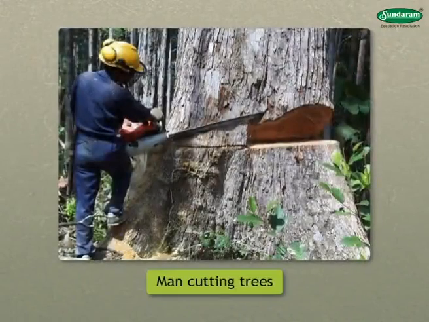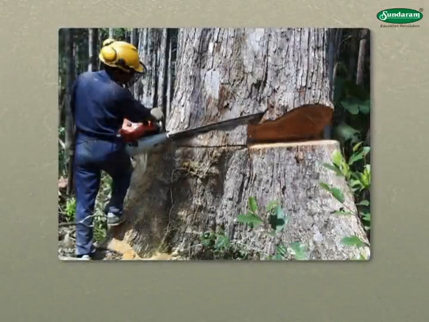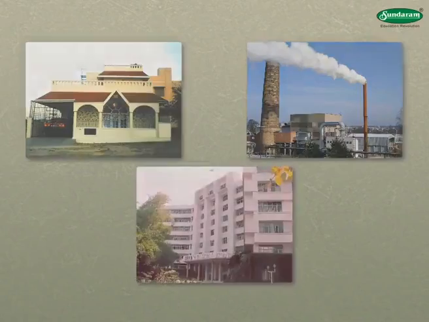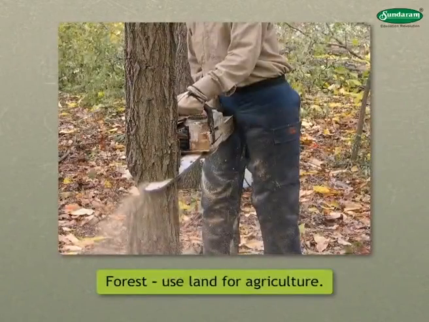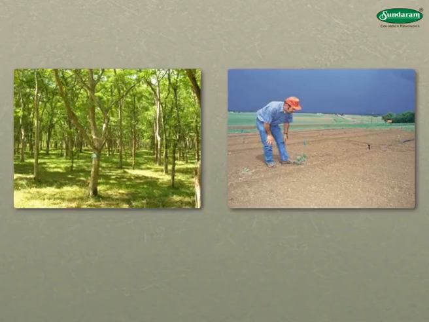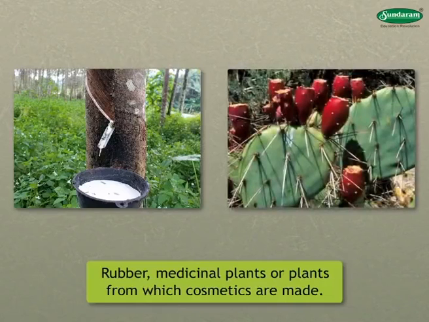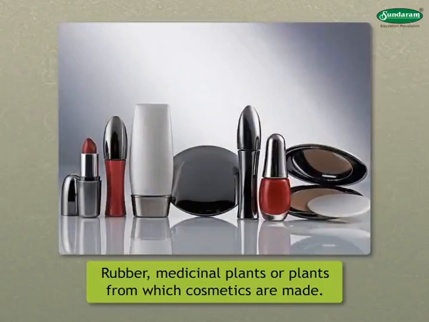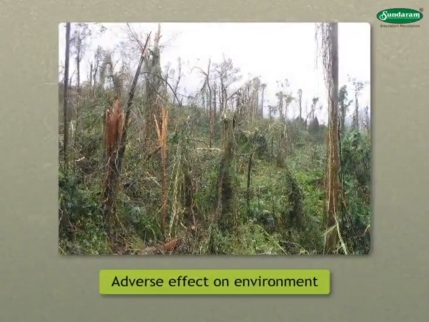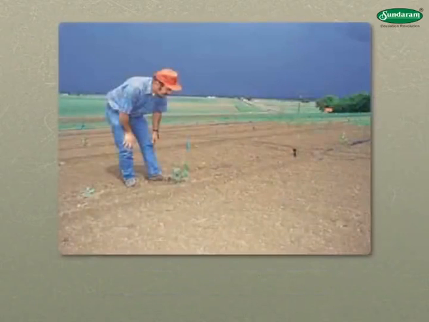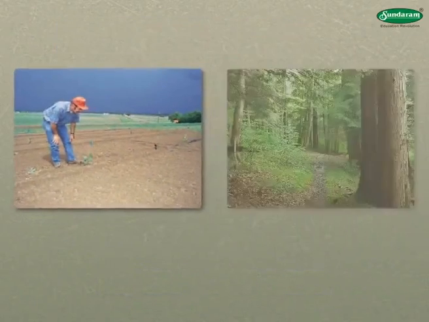Today, man is cutting down forests from thousands of hectares of land every day to build houses, factories, and other buildings. Forests are also cut down to clear land for agriculture. The diversity in plant life is decreasing. There is a tendency to grow only those crops which have a greater demand in the market, such as rubber, medicinal plants, or plants from which cosmetics are made. This has an adverse effect on the environment. Hence, it has become necessary to consciously grow new forests.